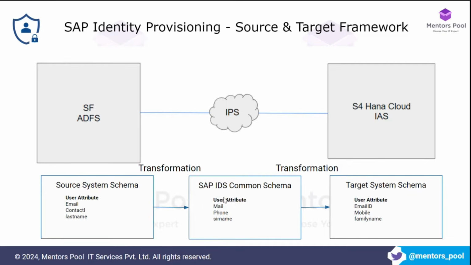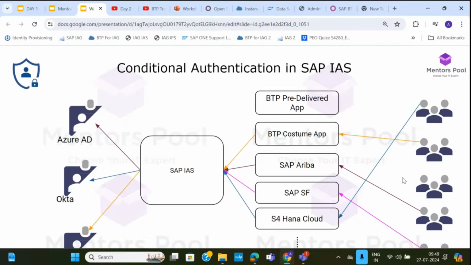And what is this common schema? This is actually the IDS, your identity directory schema, which is the persistent layer. First, the data is converted into the IDS schema, the local directory schema. Then again, it is transformed into the target schema. It doesn't work directly. I'm saying SuccessFactors to S4HANA, it doesn't mean that it is directly transforming SuccessFactors to S4HANA. No, it is first transforming into the common schema and then converting again to the target.